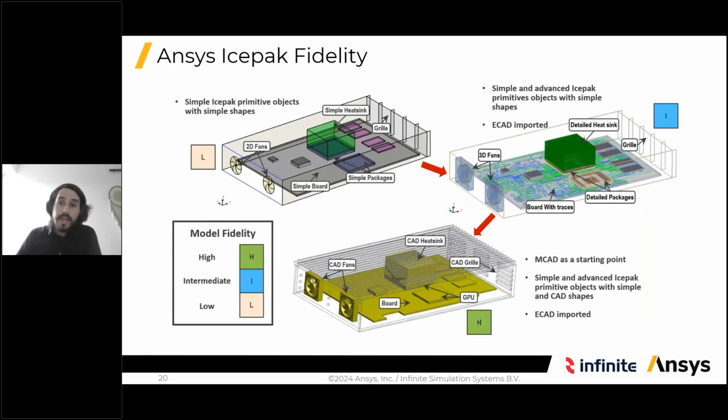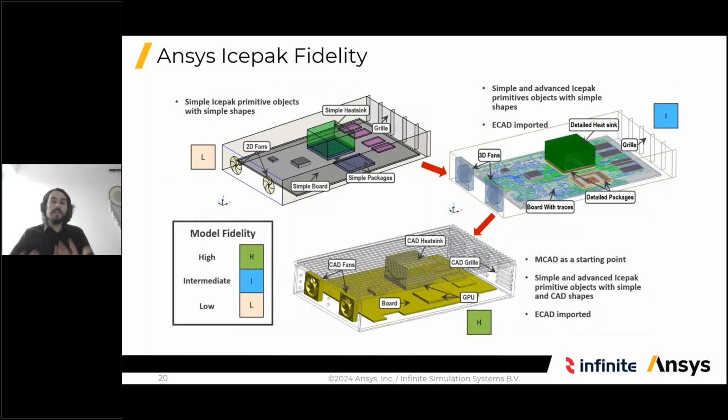So in terms of the fidelity of the tool, it's up to us how much effort and time we want to put in our analysis. If we want to do a quick and dirty analysis, we can have some primitive object with simple shapes and maybe even 2D components instead of 3D, as the top left picture shows.